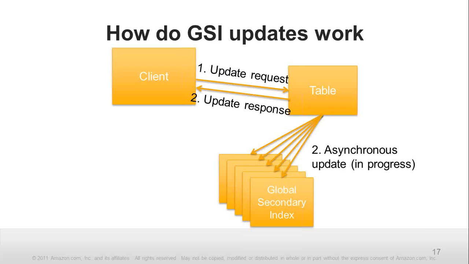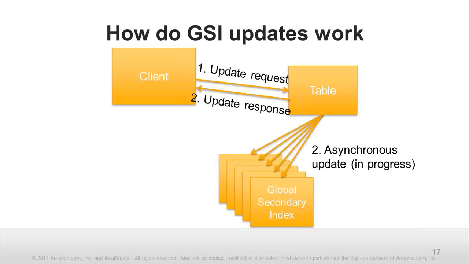So from the client, you are updating a table. Let's assume that the update to that attribute, the attribute is in all 5 indexes that you specify, in which case what we do is we write to the table, we commit the update to the table, and send a response back that the update has succeeded. Asynchronously, in parallel, we also initiate an update to global secondary indices. Since this is an asynchronous process, the update to the global secondary index will be eventually consistent.